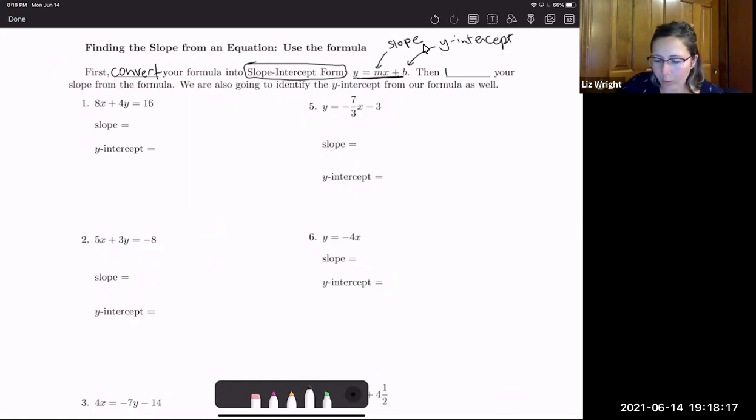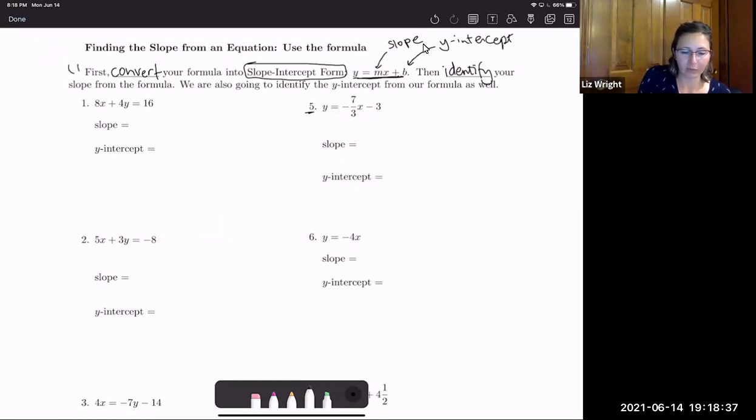Then we are going to identify your slope from the formula. We're also going to identify the y-intercept from our formula as well, because we're going to be graphing these things as well. So let's go ahead and identify both. So I'm going to start with number 5 because it's already solved for y.